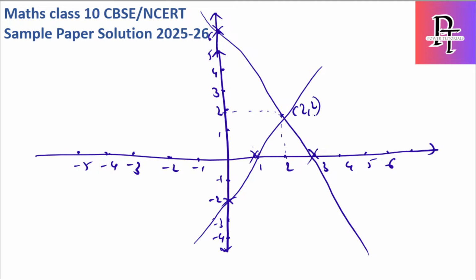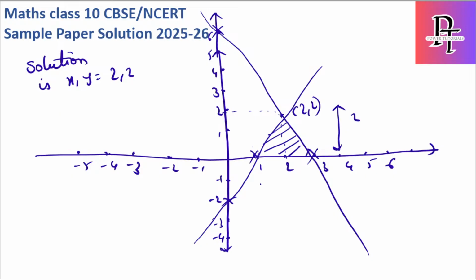Okay, so the x and y values are nothing but 2 comma 2. You can write at the bottom, the solution is x comma y is equal to 2 comma 2. They are not asking only for the point, they are also asking for the area. So if you notice, this is nothing but a triangle which has height as 2 and base also 2, because 1 2 3, the distance is 2.